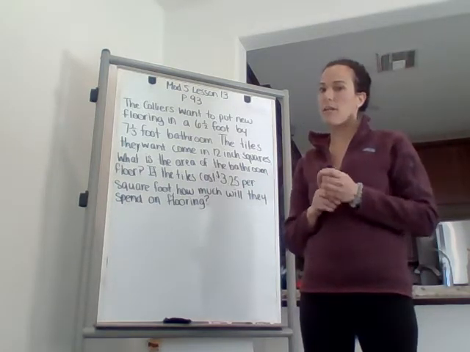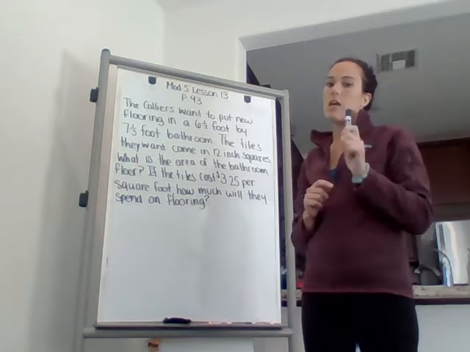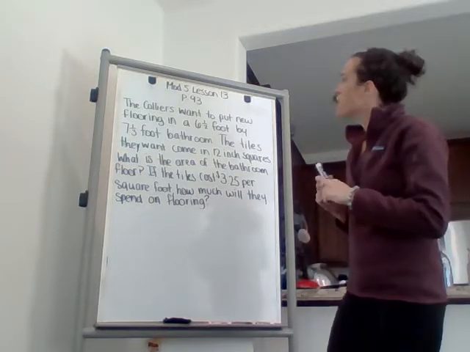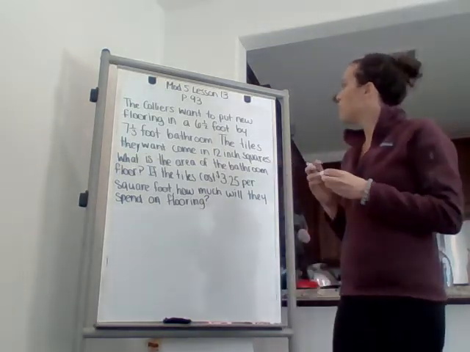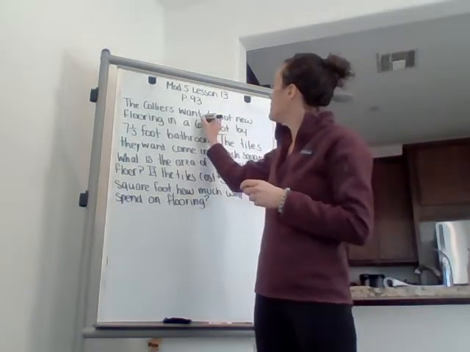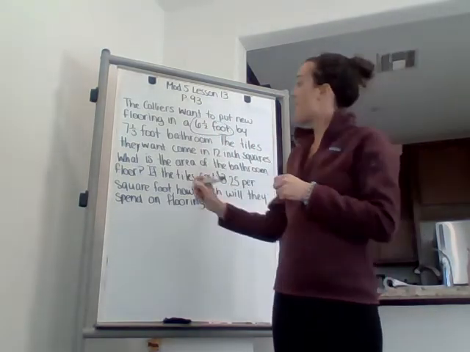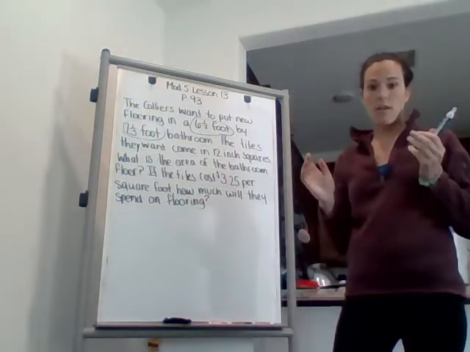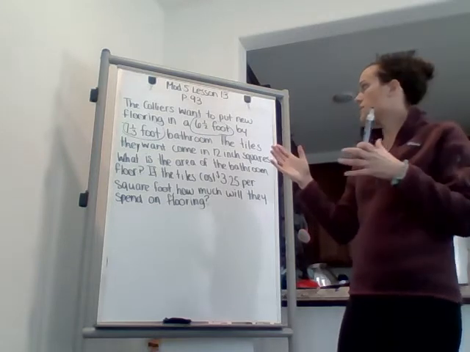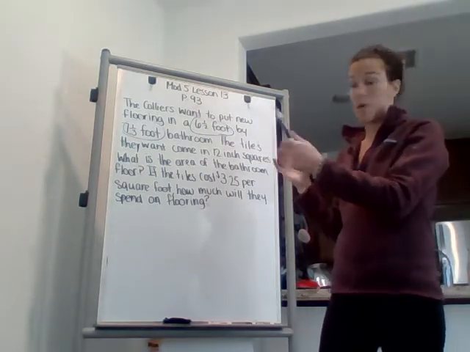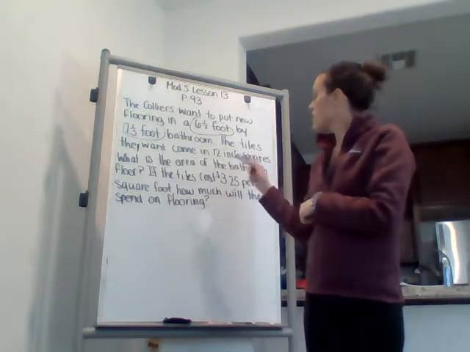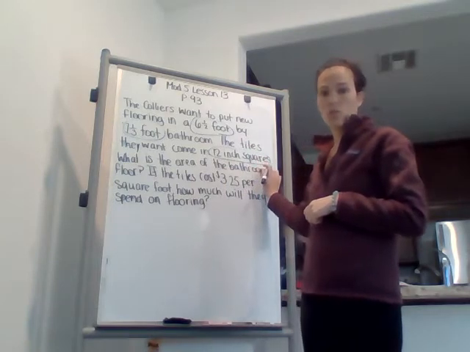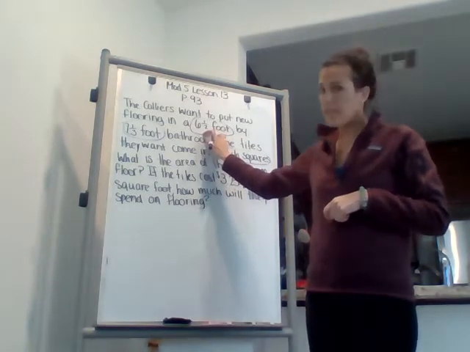All right, go ahead and pause me, read it one more time thinking, and a third time circling those clue words. All right, here's what I would circle. The Colliers want to put new flooring in a 6.5 foot by 7 1/3 foot bathroom. So I'm knowing through this thought that this is going to be a rectangular shape, right, in the bathroom. The tiles they want come in 12-inch squares. So now thinking about 12-inch squares, I know I was working with feet up here.